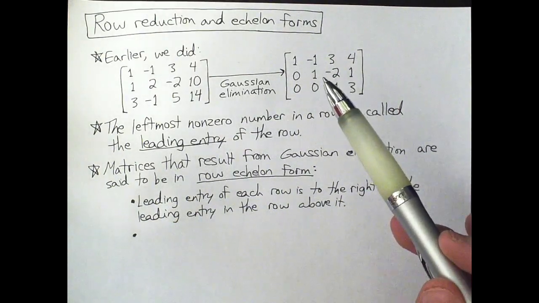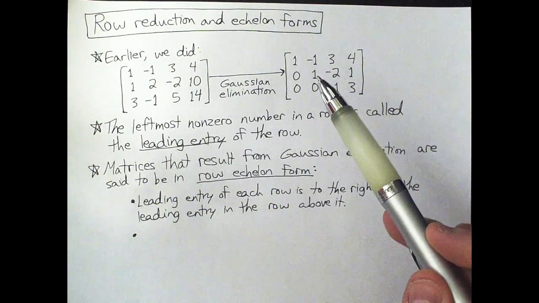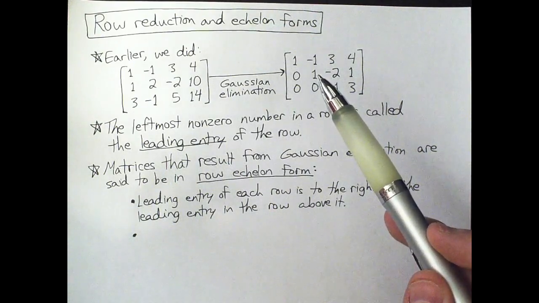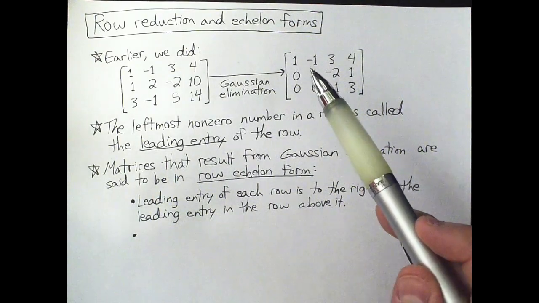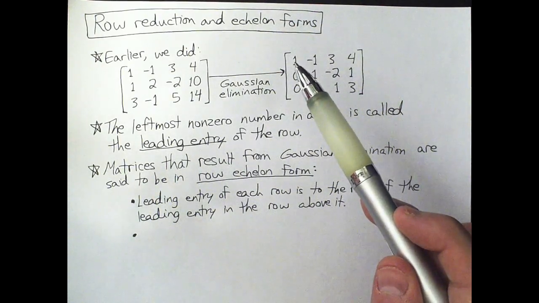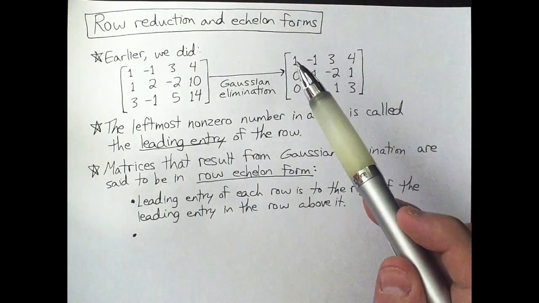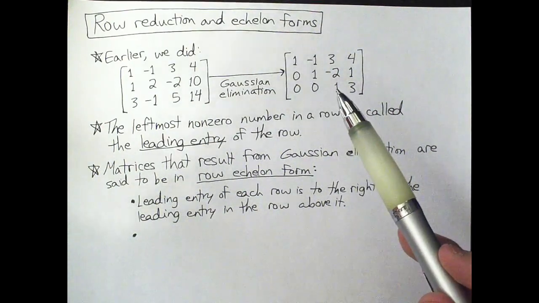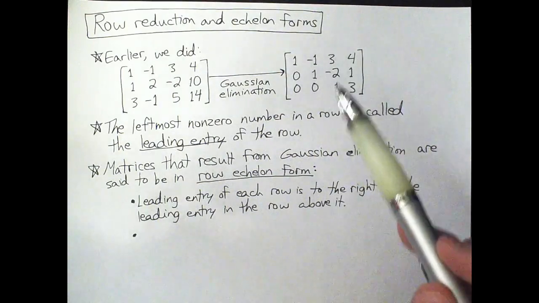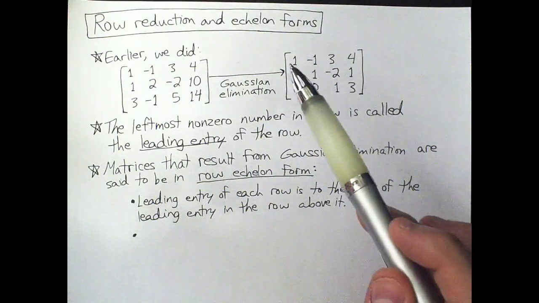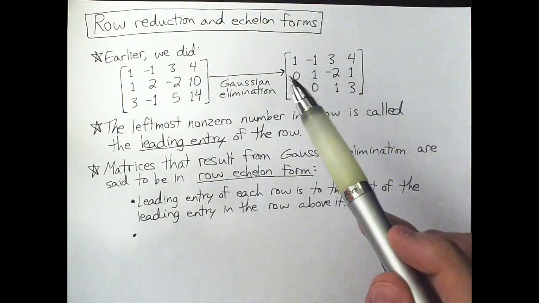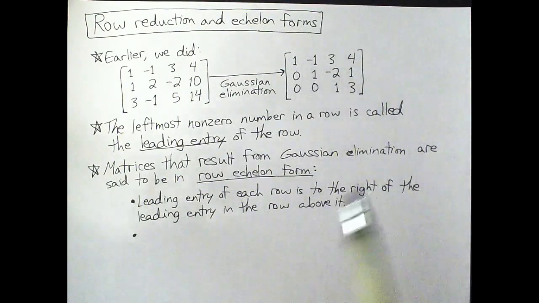Maybe if we look at like row 2, for example, and we look at the leading entry in row 2, is that leading entry to the right of the leading entry in the row above it? Yes, it is, because here's the one above it. It's kind of like we go down and to the right, down and to the right. And that's that triangular shape that we were talking about last time, or you could even think of it as a staircase. So we go down and to the right, down and to the right. That's what the sentence is saying.